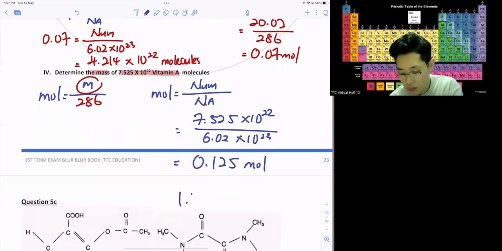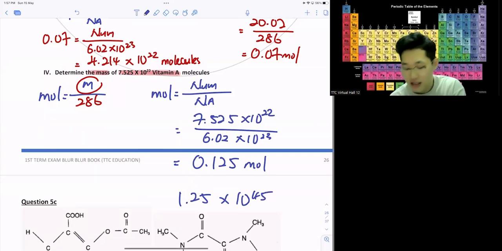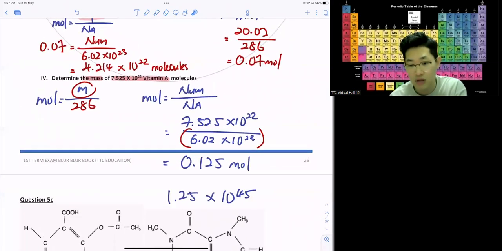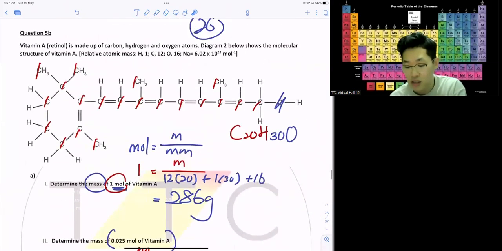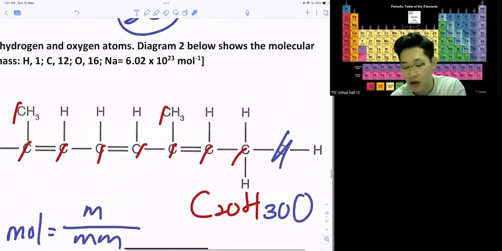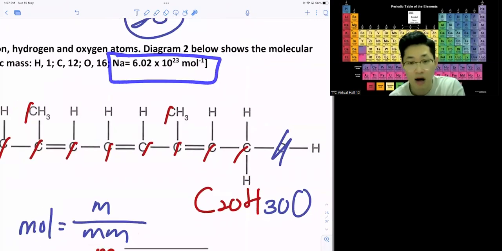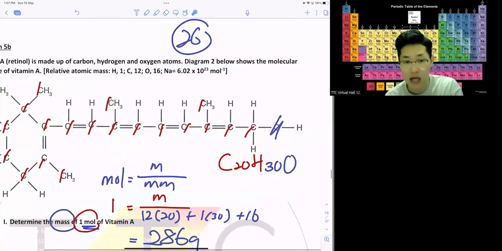If your answer is 1.25 times 10 to the power of 45, that means when you were pressing your calculator just now, you never put bracket. Must put bracket. Using 6.02 times 10 to the power of 23 or 6 times 10 to the power of 23 follows the question. If the question is 6.02 times 10 to the power of 23, you have to use 6.02 times 10 to the power of 23.